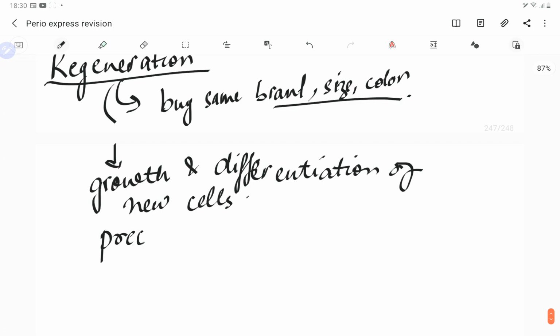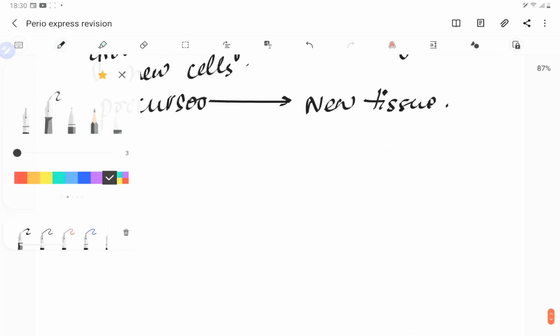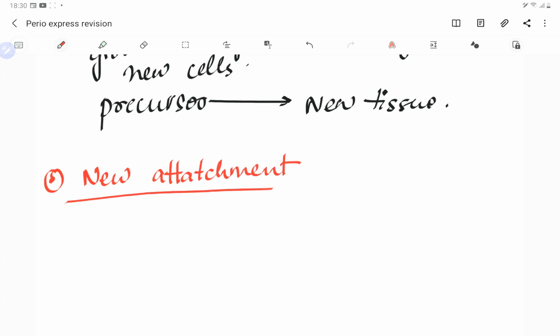These precursor cells are going to form the new structure, new tissues, same as it was previously. So this is the repair and regeneration. Now we have two more terms, guys. One is what we call the new attachment. So what do we mean by the term new attachment? As I always tell you, you have to look at the name first to understand the term.